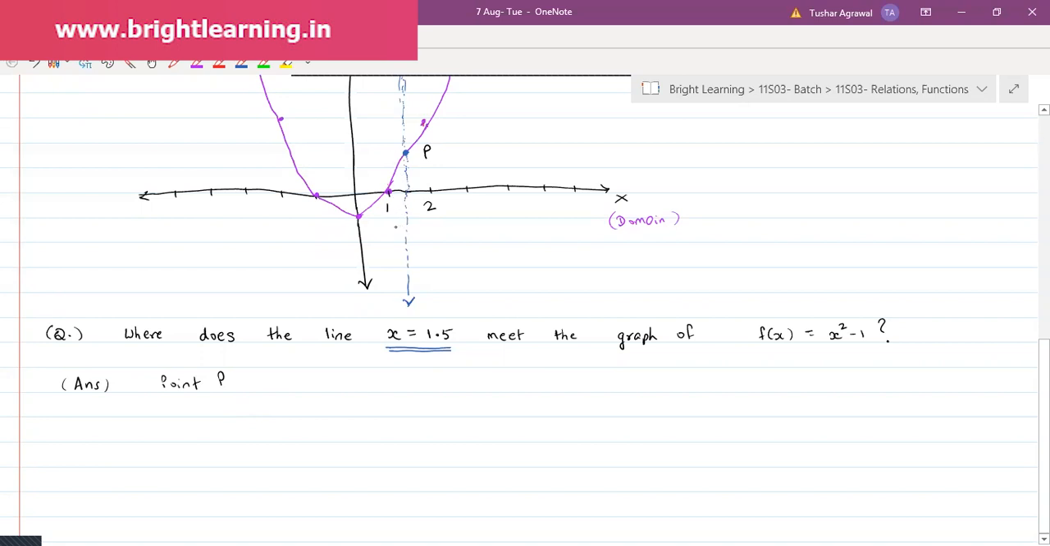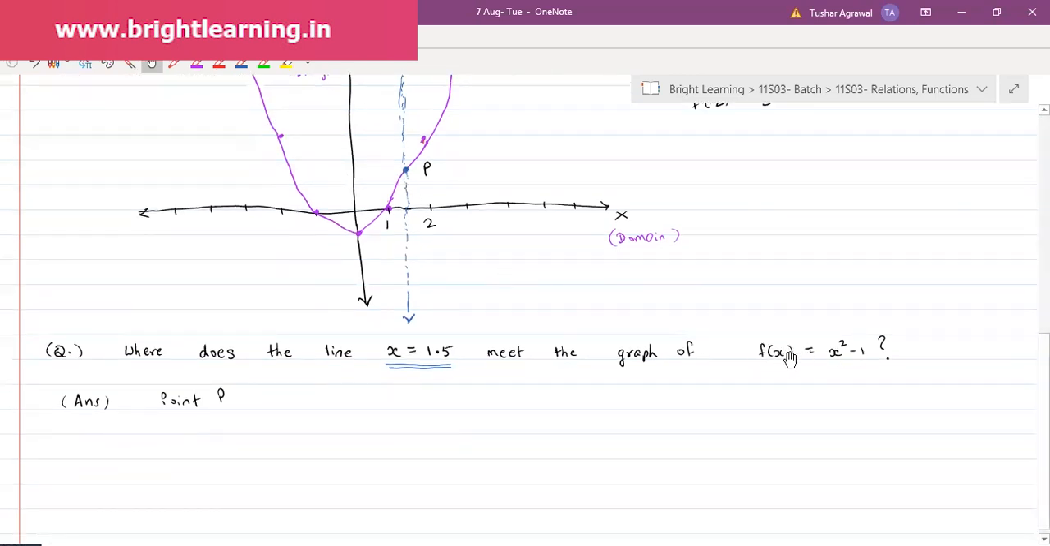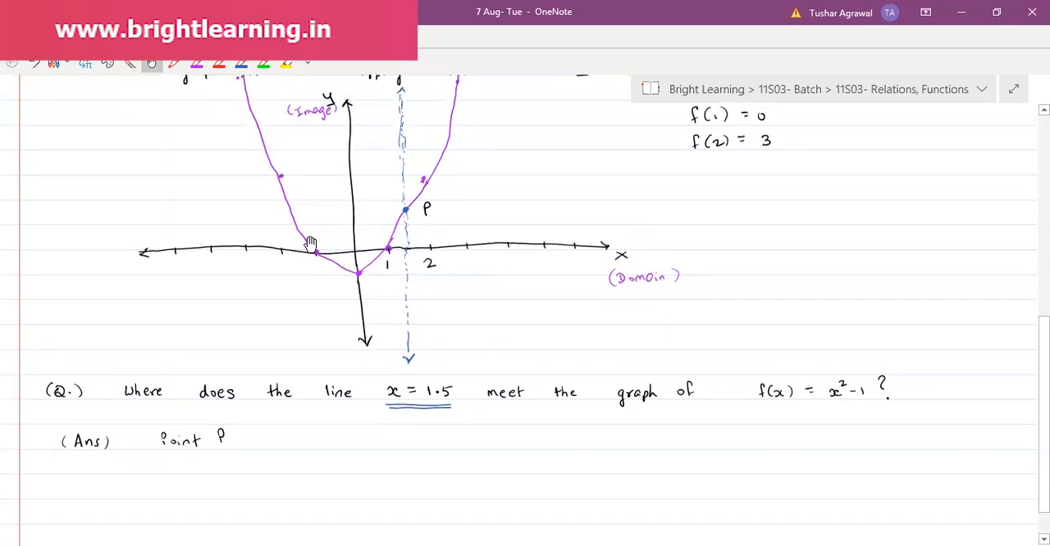What is the y coordinate? How do you find the y coordinate? Point P is lying on the purple graph, so the y coordinate is the image of this x. How are we plotting the purple graph? We are taking x and finding its image under the mapping x square minus 1. So the y coordinate of point P, what will it be?